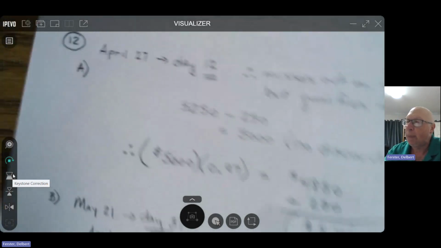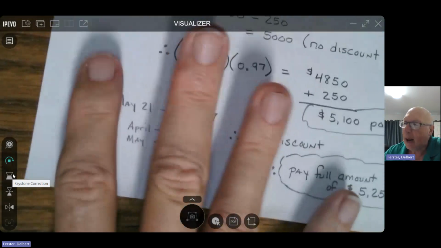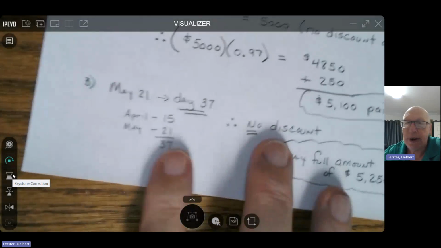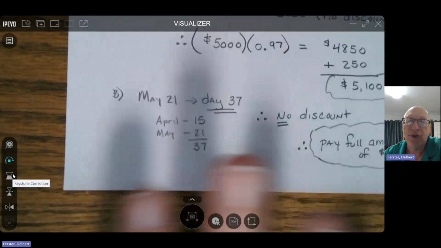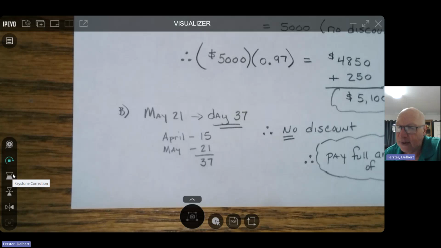All right, moving to part B, same construct of the problem. And what we're going to take a look at now is what if he makes his payment on May 21st? I first figured I should figure out how many days that is and find out what he's got in terms of discount possibilities. If he pays on May 21st, there were 15 days to get him through the end of April, noticing that the original invoice was dated the 15th.